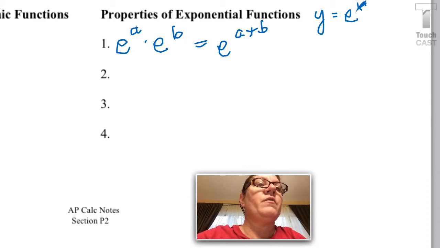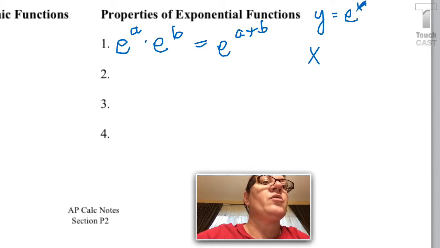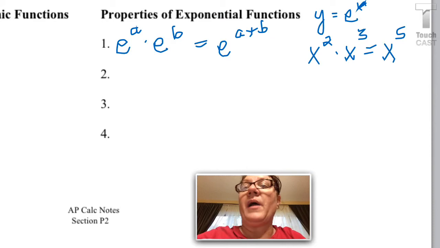Easiest way to convince yourself of this is if you go over here and you do a simple little exercise like same base. Of course that turns into x to the 5th because I added those powers.